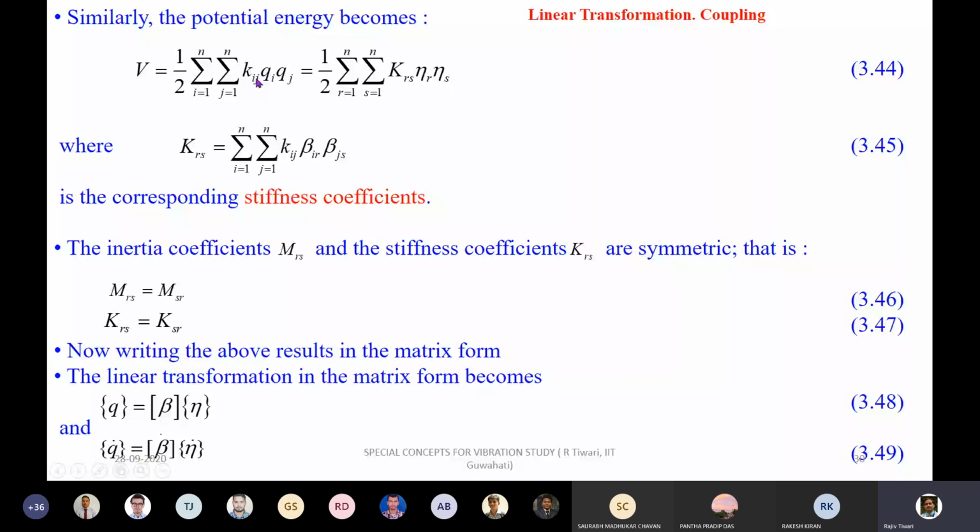Capital K_RS is related with the small k_ij like this, with whatever the transformation coefficients are here. The form of this is similar to the mass coefficient. So here also, in the new generalized coordinate, the form of the stiffness coefficients is changing, but these are symmetric for the new coordinate also, because it was symmetric for the previous coordinate also.